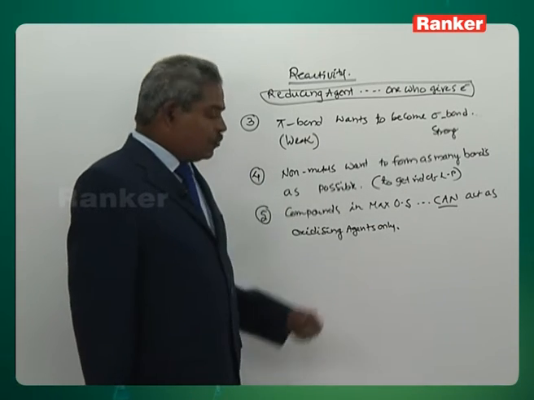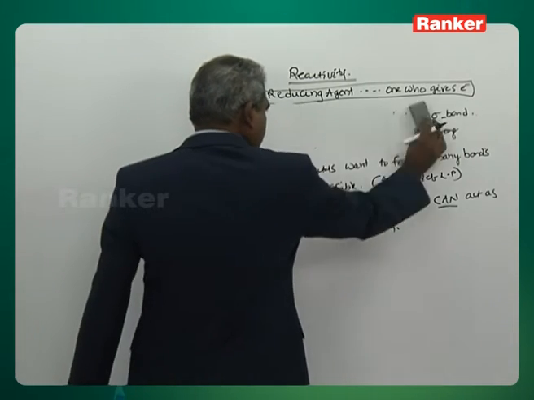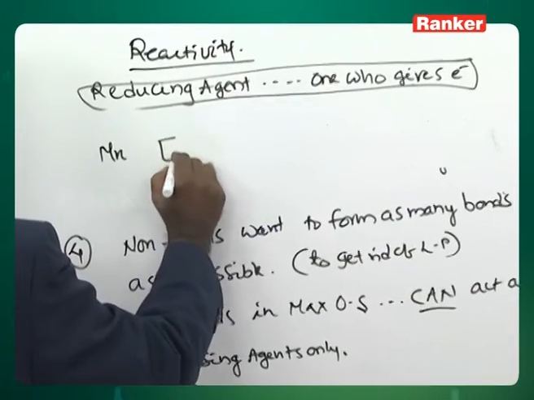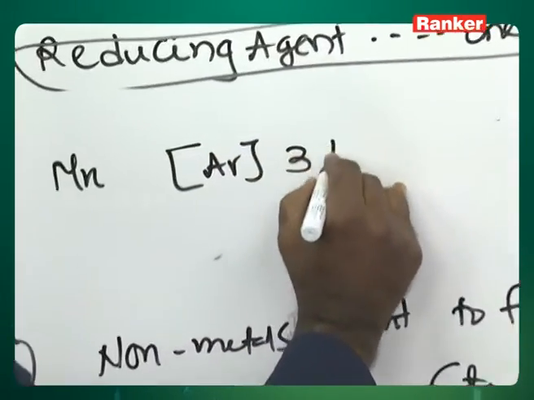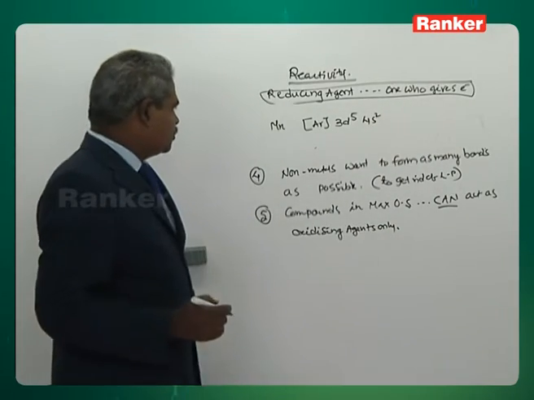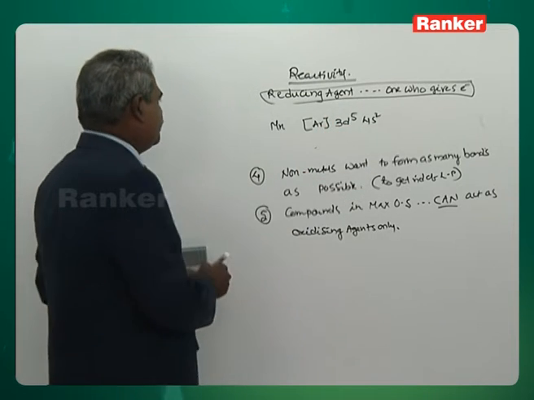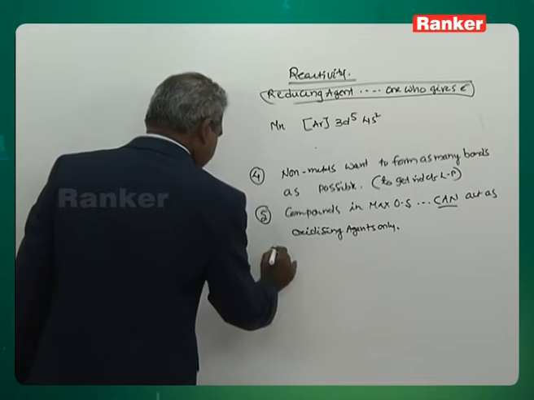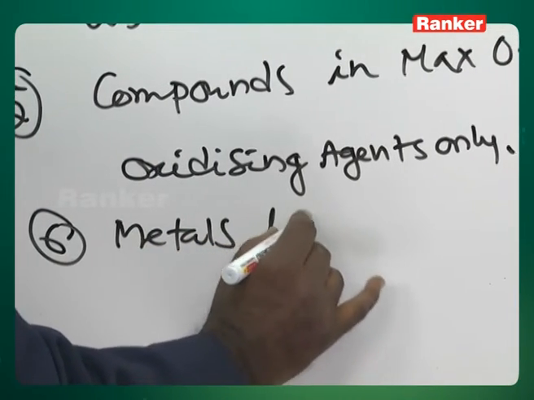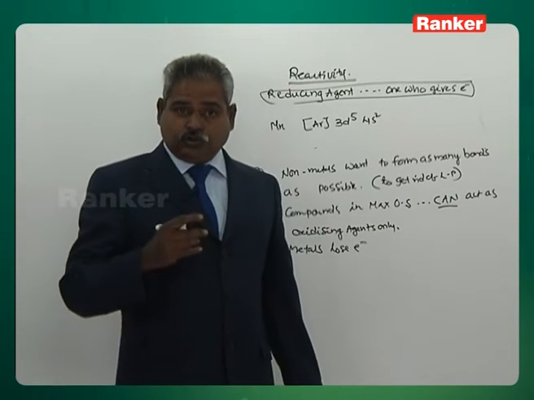Listen. Why? It's very sensible, very easy to understand. Look here. You have a manganese atom whose electronic configuration is argon 3d5 4s2. Suppose you want to take one electron from manganese. It's a metal, and metals are reducing agents. Metals lose electrons easily. Not all metals, though: copper, silver, gold don't want to lose electrons.